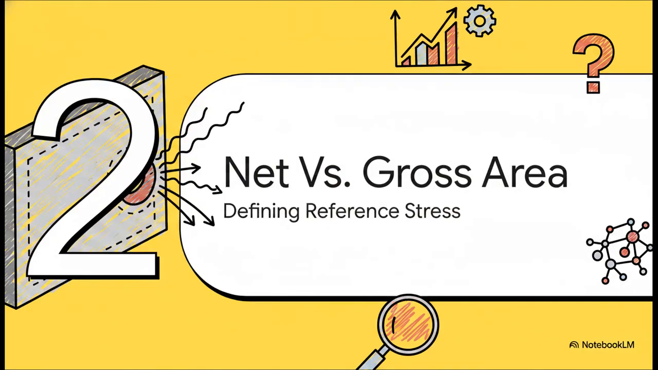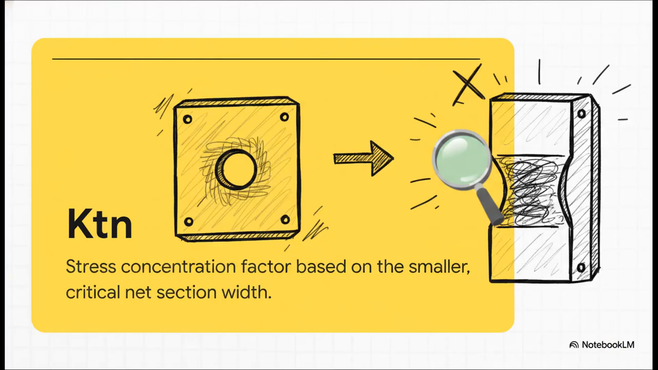Moving on to part 2, net versus gross area. This brings us to a massive question that honestly plagues CAD forums everywhere. When you're looking at stress concentration charts, what exactly is the difference between gross area and net area factors? It causes so much confusion, but getting it right is absolutely critical.